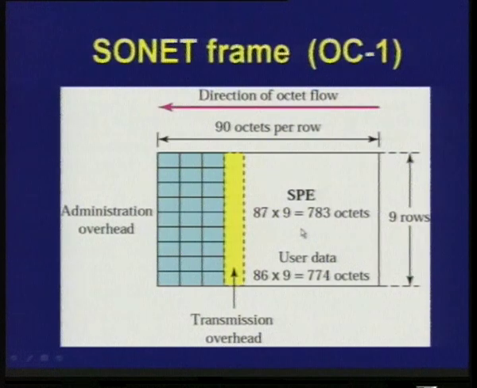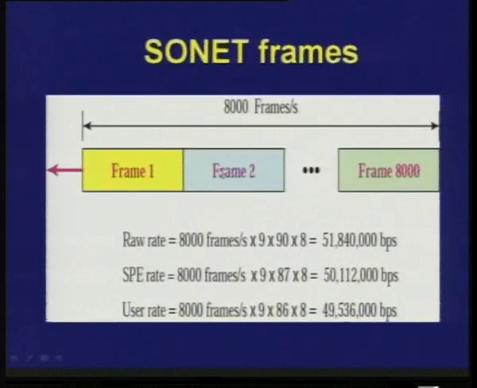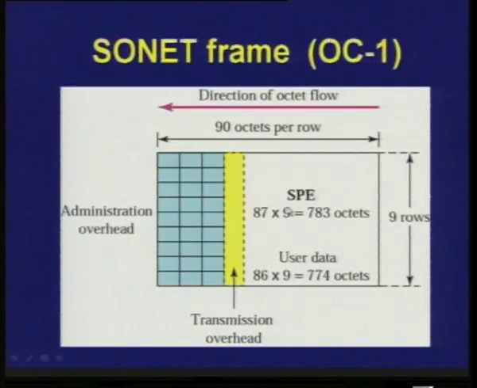So, that leaves you with user data of 86 into 9, or 774 octets or bytes, which can be sent per frame. If you look at the SONET frames being sent, you will have frames going back to back, and 8000 frames are sent per second. So, if you look at the data rate that you get, the raw rate is 8000 frames per second, 9 rows, 90 columns. So, you have 9 into 90 into 8 into 8000, which gives about 51.84 megabits of data being sent per second.